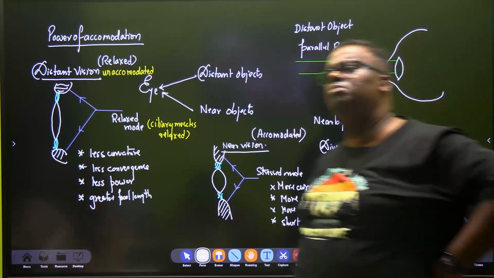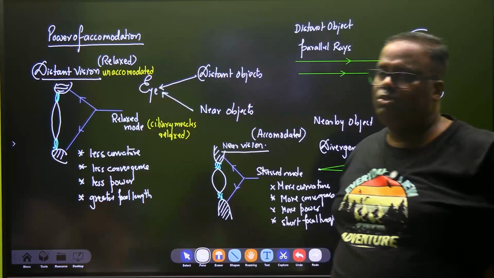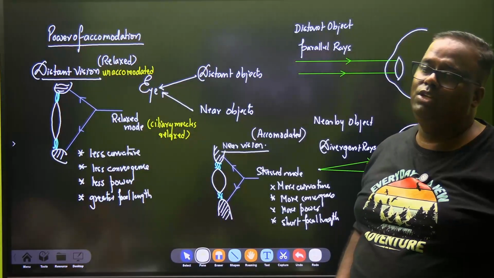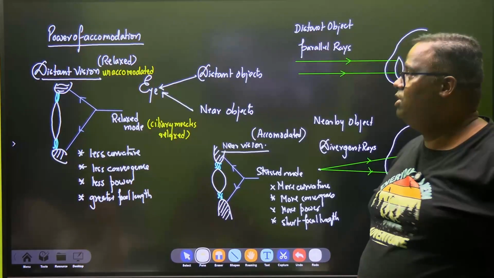But whenever you see something far off, that is a very cool vision. So in grade 12, when you will be studying about a microscope, then in a microscope you will find that your vision is always stressed. Understood? Your vision will be stressed.